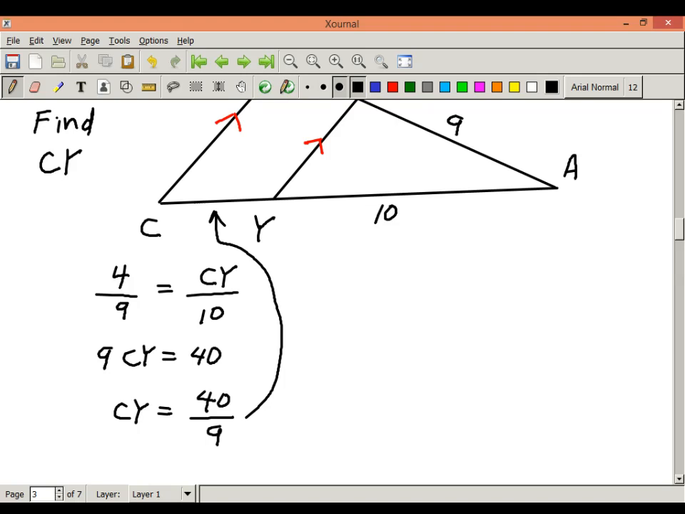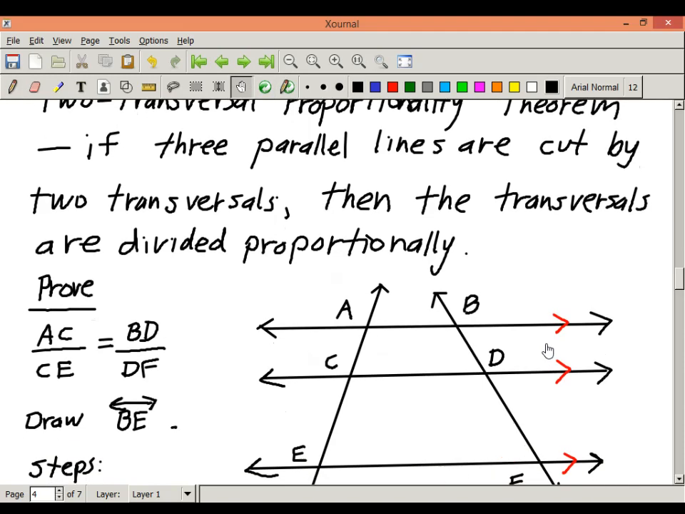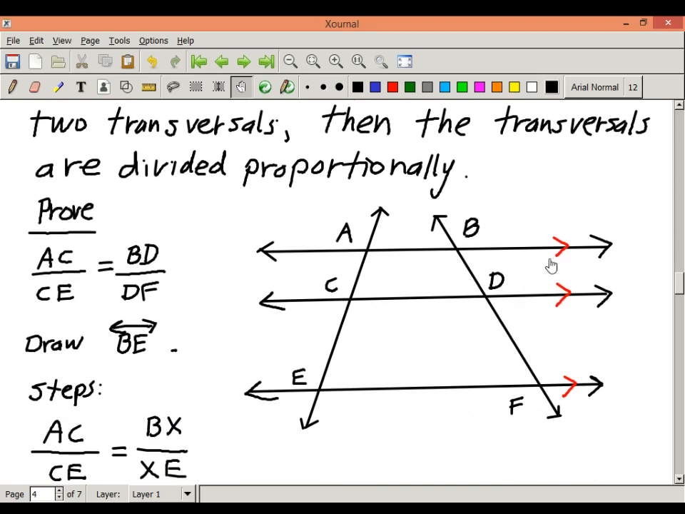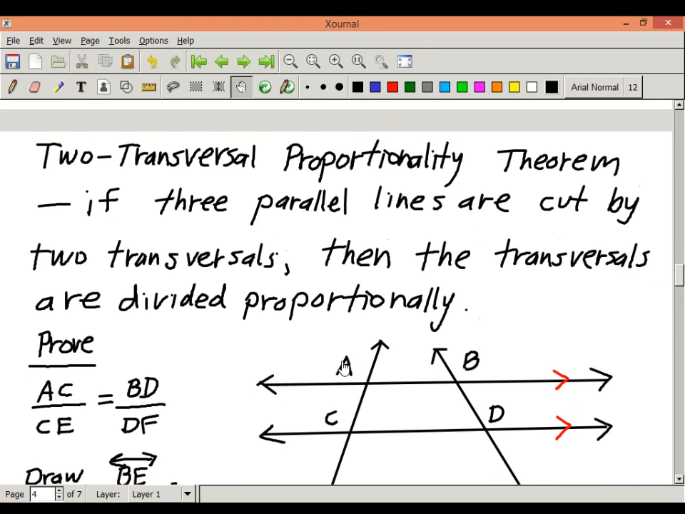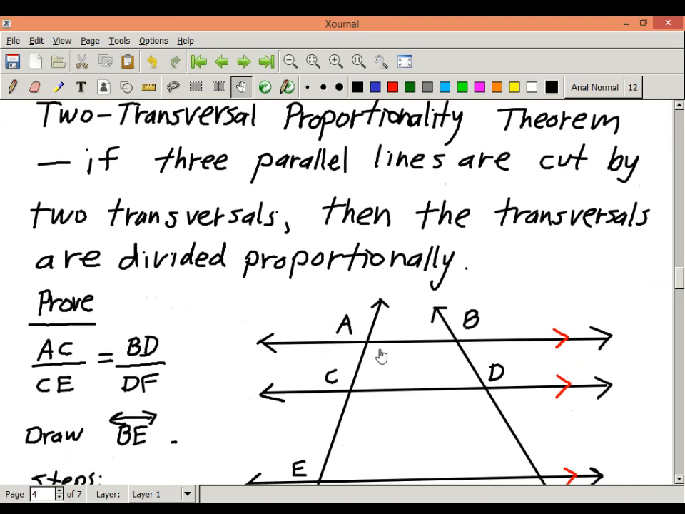Okay. Next one. These theorems are kind of mean. This next one is called the two transversal proportionality theorem. So now, earlier in the year, we had two parallel lines cut by a transversal. Now we have three parallel lines cut by two transversals. Okay, so here's what this two transversal proportionality theorem says. If three parallel lines are cut by two transversals, then the transversals are divided proportionally.